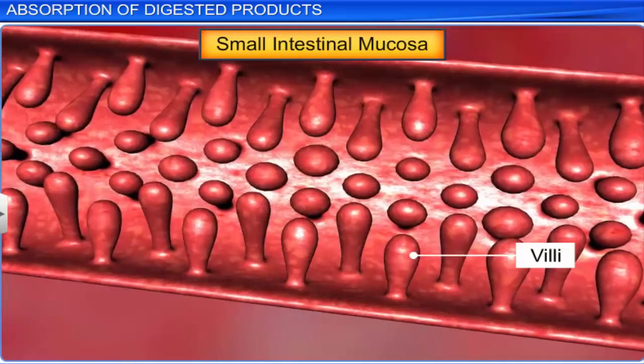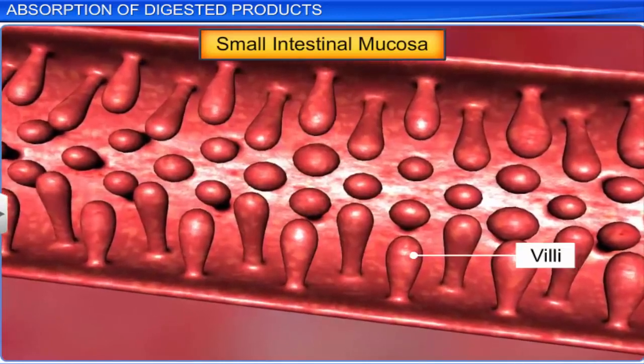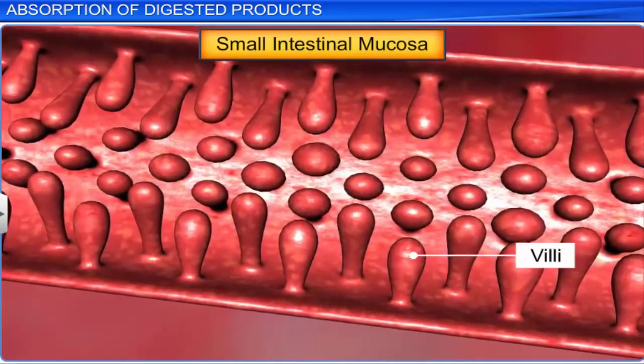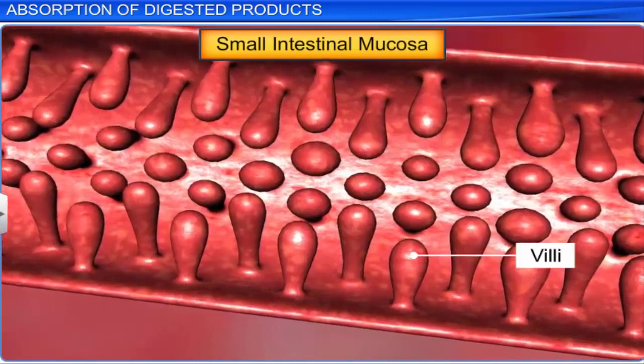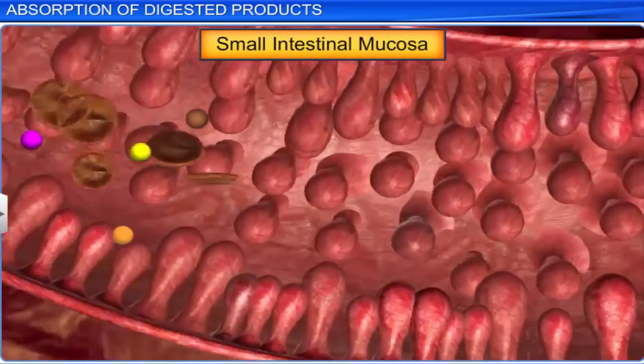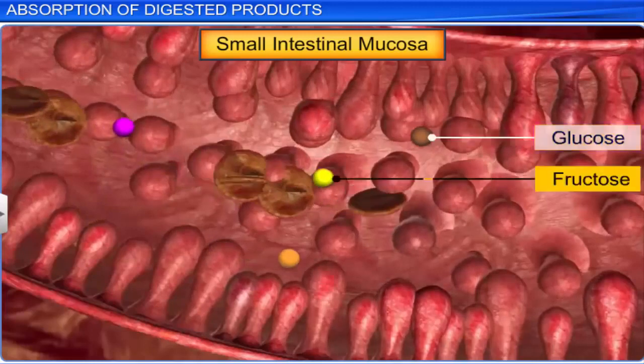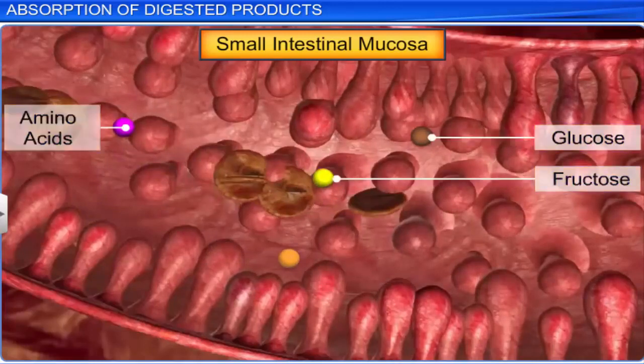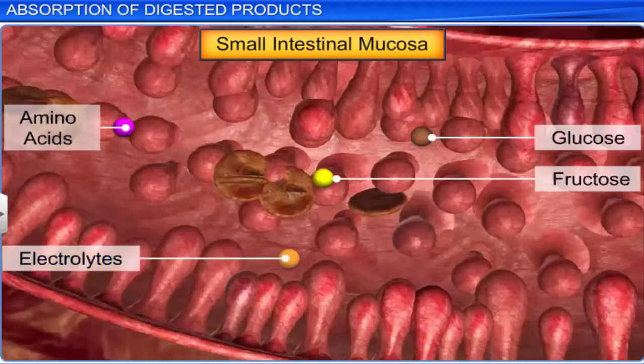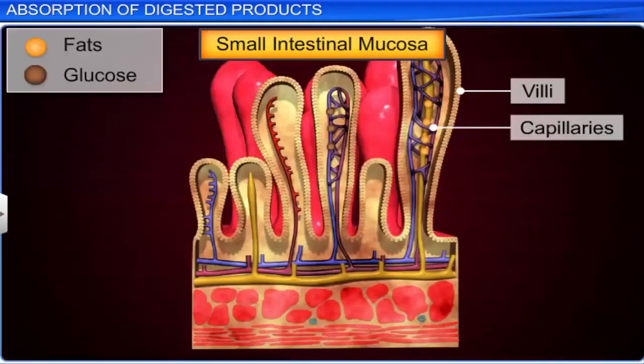The villi on the intestinal wall increase the surface area of the small intestine and help to efficiently absorb the digested nutrients such as glucose, fructose, amino acids, and electrolytes. These nutrients from the food pass through the intestinal mucosa into the bloodstream and are distributed throughout the body.